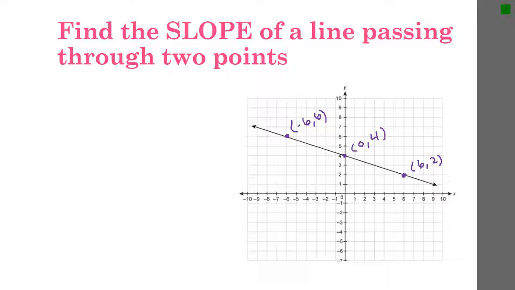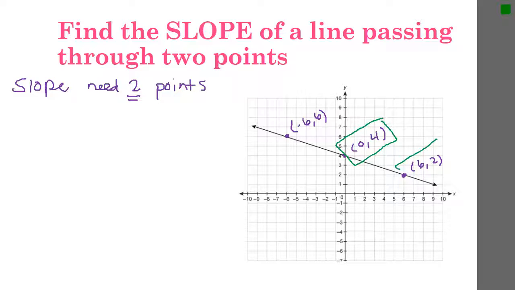Now, please put this in your notes. In order to find the slope, you only need 2 points. 3 points is great, but you only need 2 points, okay? So just choose whichever 2 you'd like to use. Let's go ahead and use 0 and 4, and 6 and 2. The reason you only need 2 points is because the rate at which this line is changing from the first point to the second point is the same rate at which it's changing from the second point to the third point.